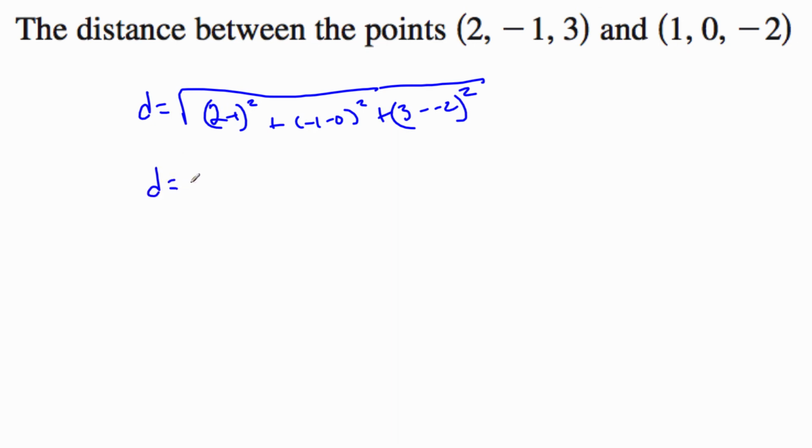So this is the square root of 2 minus 1 squared. It's 1. Plus 1 plus 5 squared is 25. So this is the square root of 27.